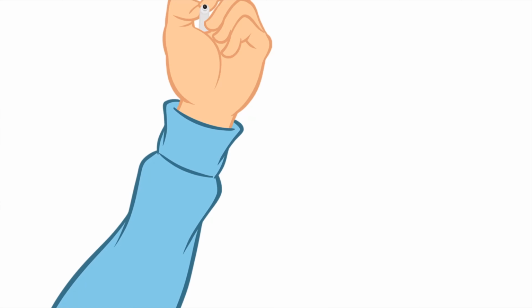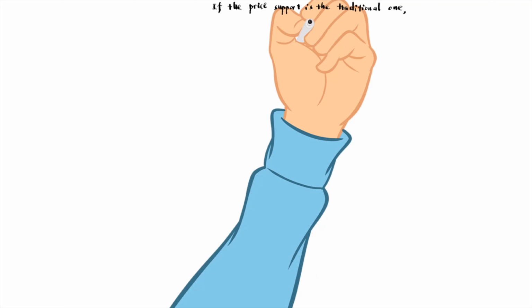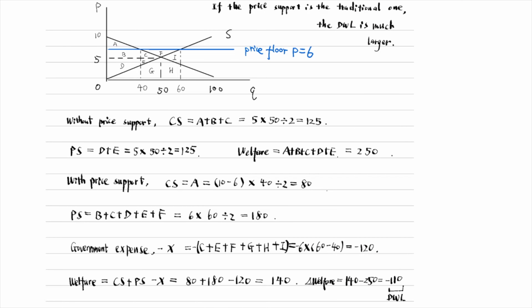If the price support is the traditional one, then the deadweight loss is much larger, 110. I also calculated for comparison. Under the traditional price support at 6, the producers supply 60 units, and the consumers demand 40 units, so there is an excess supply of 20 units. The government purchases the excess supply. The deadweight loss is more than 10 times that in the deficiency payment price support program.